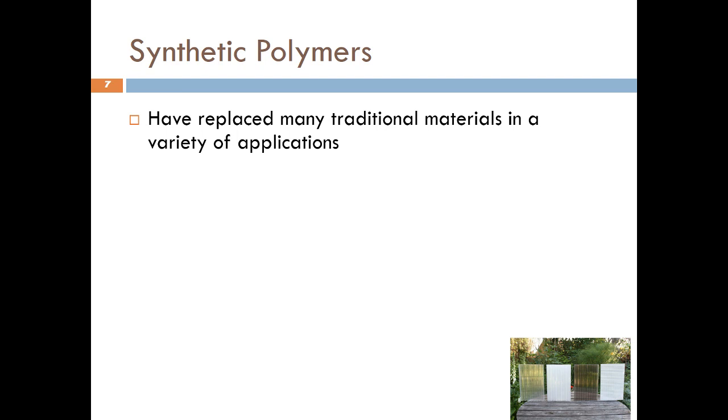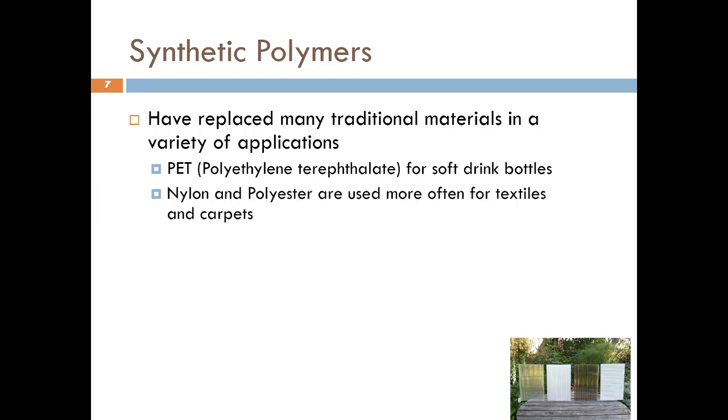Synthetic polymers in the world now have replaced many traditional materials in a variety of applications. For example, PET, polyethylene terephthalate, is used for a lot of water bottles and soft drink bottles. Nylons and polyesters, a lot of clothes that you wear now would be made out of that. A uniform is polyester, I think. Nylon, a lot of shoes.